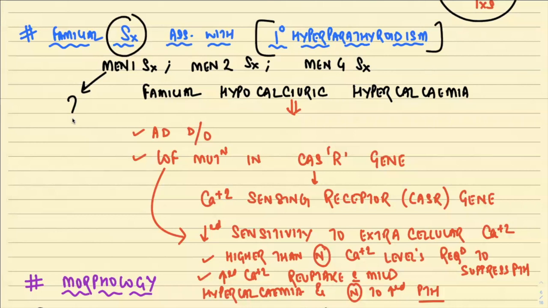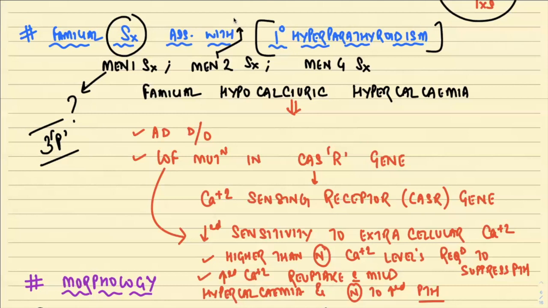Have you heard about triple P? Three Ps, very important MCQs, I have given on YouTube also. Do you remember? Parathyroid, pancreas, pituitary. If all three are involved, then you can say there's a MEN1 syndrome. What is the characteristic feature of MEN2 syndrome?